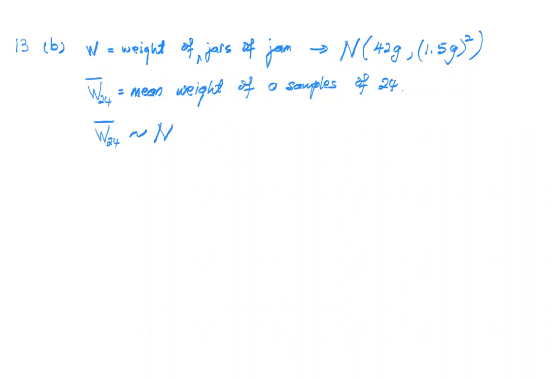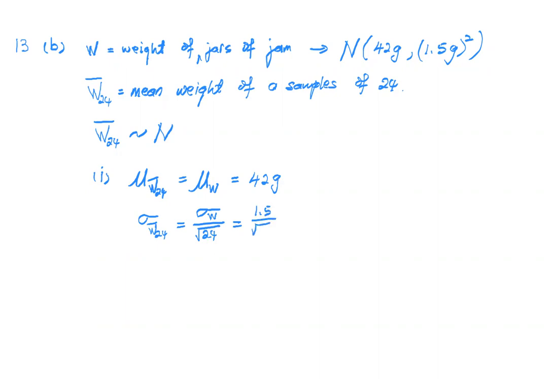According to what I said just now, in part 1, the mean of W bar 24 will be equal to the population mean. Am I right? Which is 42 grams. Then the standard deviation of W bar 24 will be equal to the standard deviation of the population divided by square root of 24. So you just plug it in. Then you can give an approximate value here.